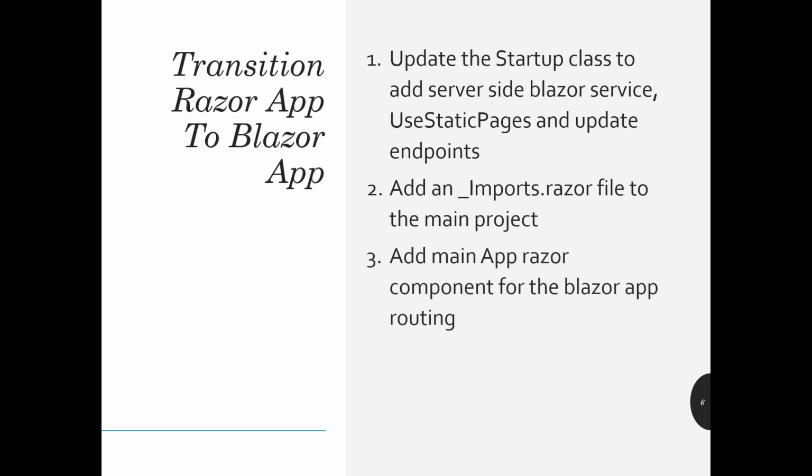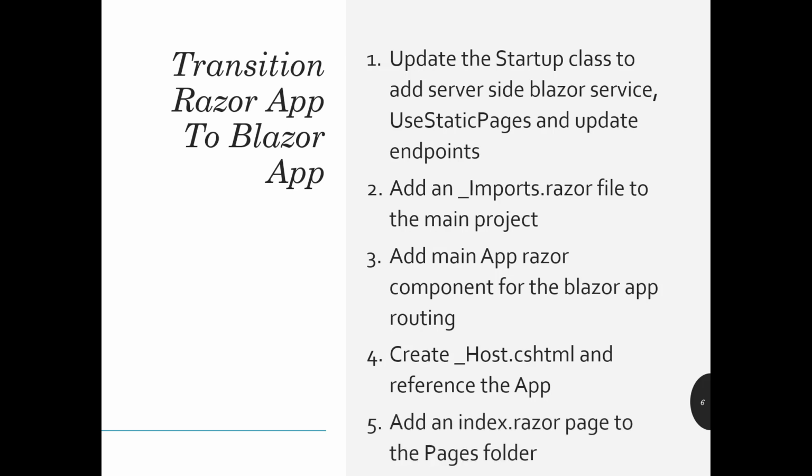The third thing we'll do is add the main app Blazor component, which is really used for routing within Blazor applications. Fourth, we'll create the _host CS HTML file and reference the app component there. That'll be the transition from Blazor to Blazor. And finally, we'll add an index.Blazor page to the Pages folder that'll contain our first Blazor, or really Blazor, component.